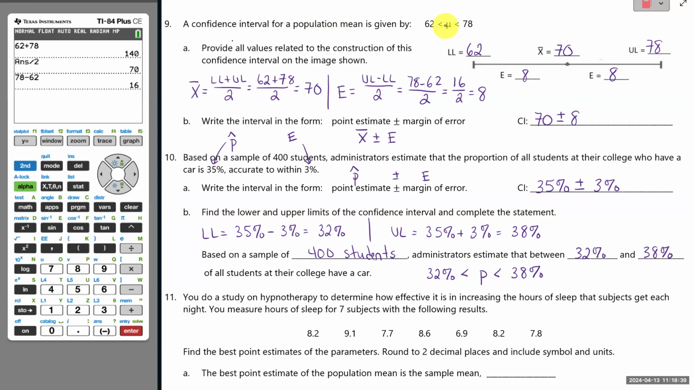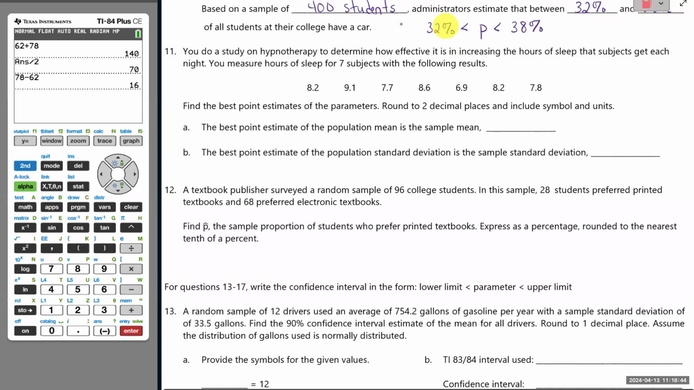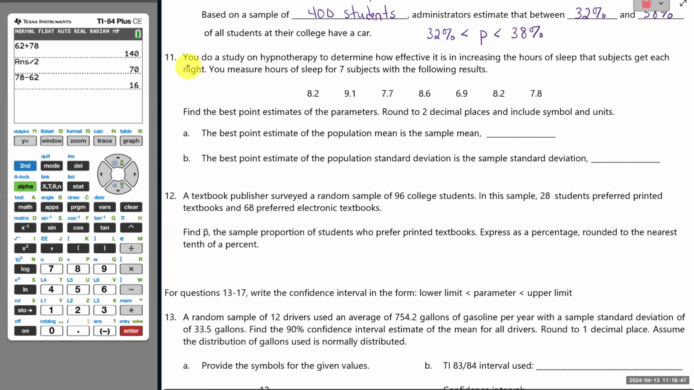All right, let's go to number 11. You do a study on hypnotherapy to determine how effective it is at increasing hours of sleep that subjects get each night. And you record hours of sleep for 7 subjects. And we'd like to find the best point estimates of the parameters. So we're going to look for the best point estimate for the population mean and the best point estimate for the population standard deviation. The idea here is we don't know the population mean and we don't know the population standard deviation because we just have a sample of subjects.